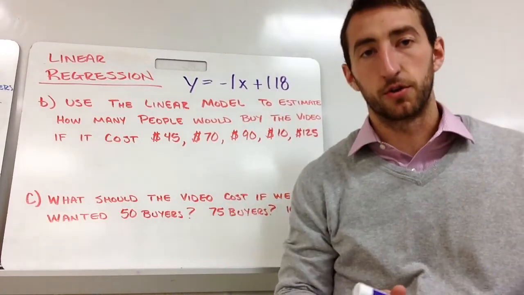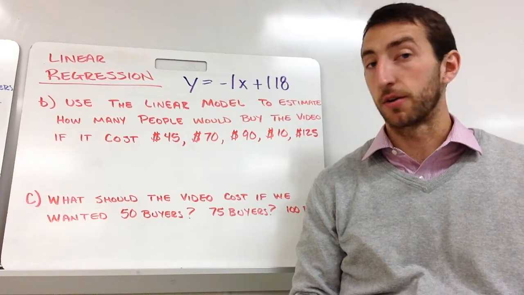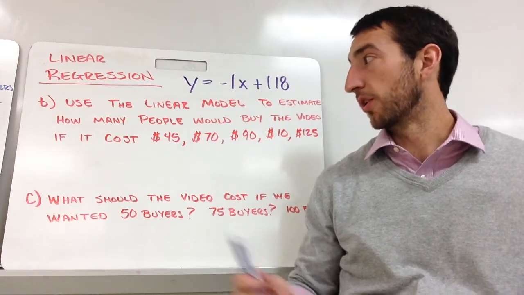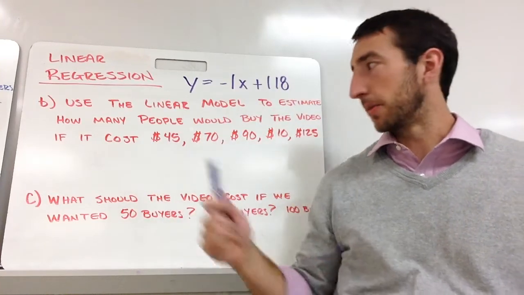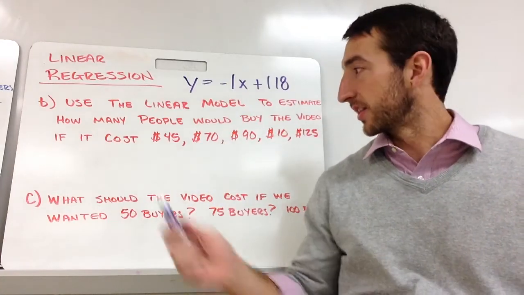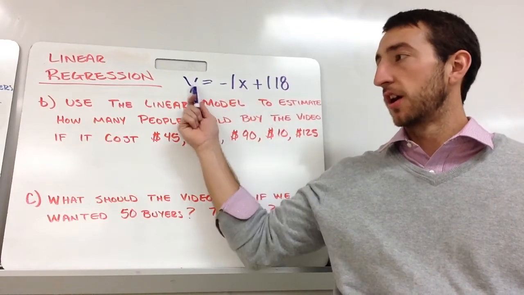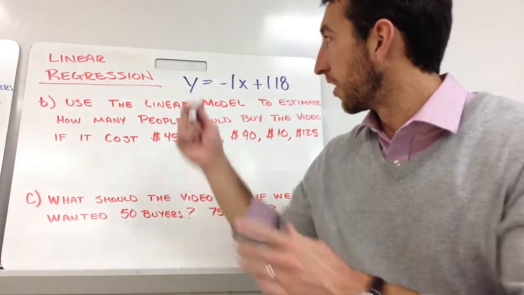So now what I want to do, and this is kind of the whole point of a linear regression or anything in the linear model, is we can now predict. So we want to figure out if it costs $45, how many people are going to buy it? If it costs $70, how many people are going to buy it? And so on and so forth. So if you remember, we let our x represent the cost, y was the number of buyers. So what we're going to do is plug in for our model up here.